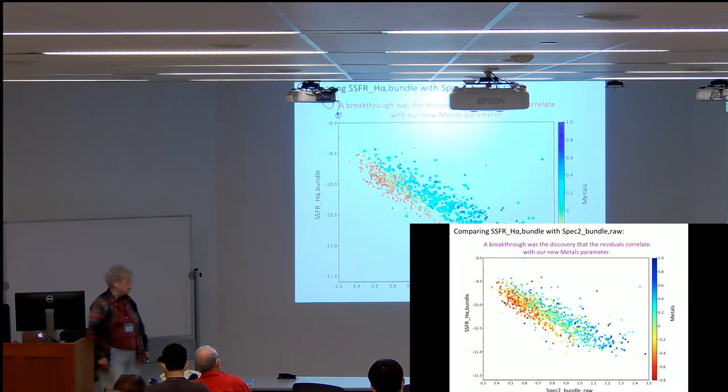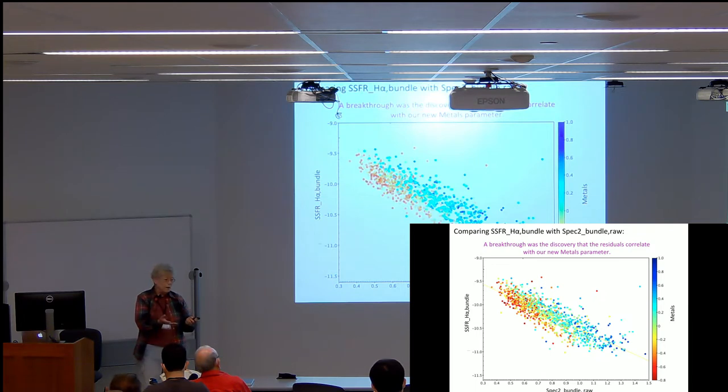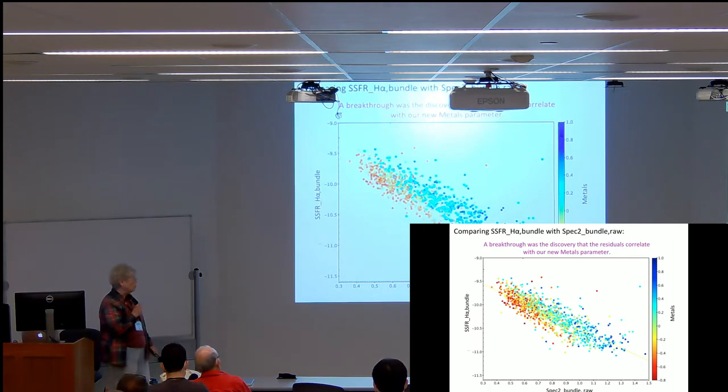And a breakthrough occurred when we started coloring the points by a new metals parameter, which I won't have time to explain, but is basically a structural parameter equal to the mass of the galaxy divided by the radius to the 0.7 power. And for other reasons, we found that this structural number correlates well with the metallicity of the galaxy. And the banding that appears in this figure is in the expected sense. When this metals parameter is high, the spectral features are stronger. So let's correct for that completely empirically.